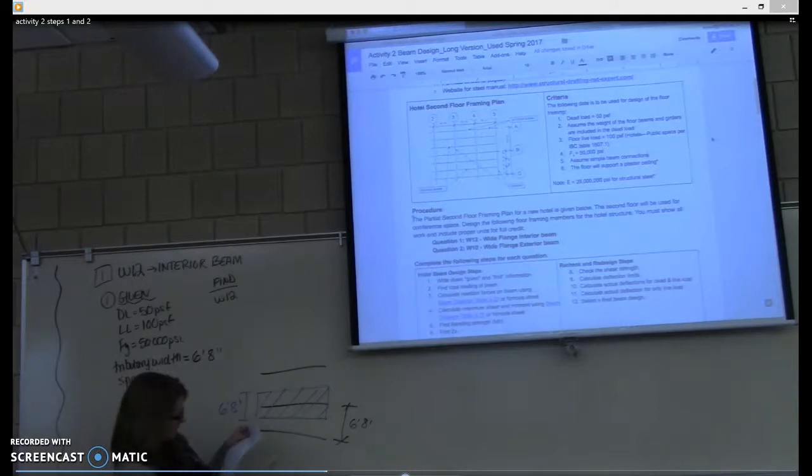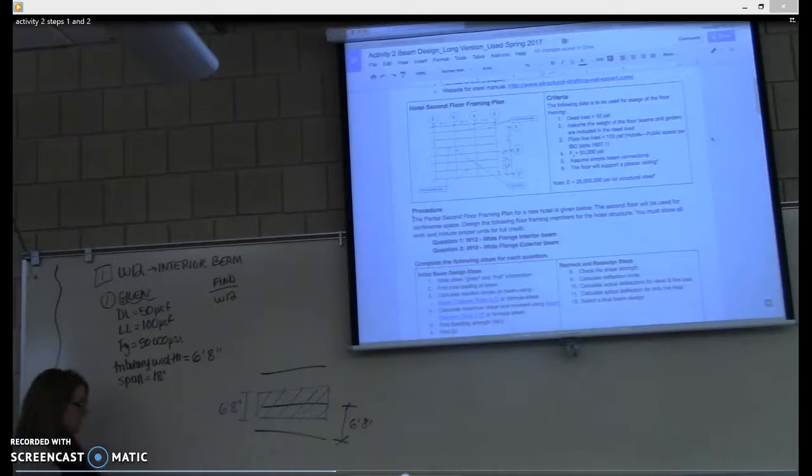Next thing we have to figure out is the span. So how long is the beam? If you read your framing plan, you can see that that is 18 feet. Now we're ready to move on to step 2, which is find the total loading. So we have to do the uniform load. There's a few steps for this.